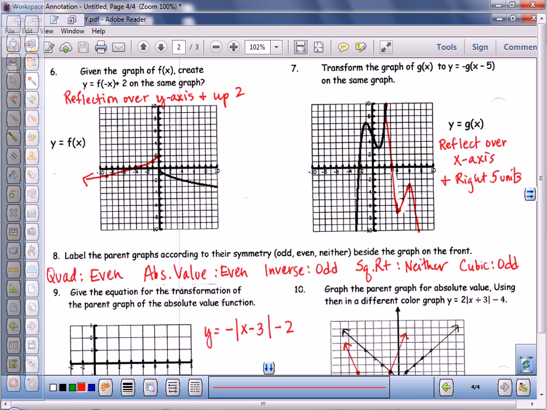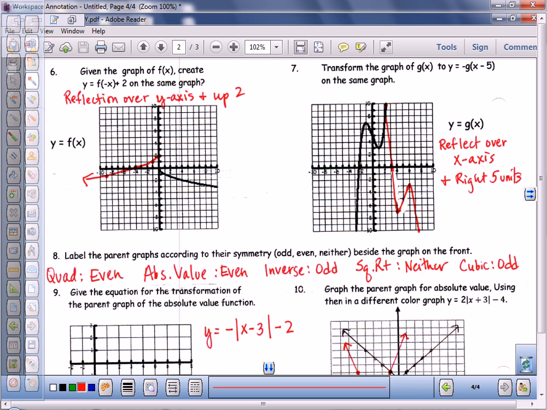Oh. Domain is the x. Oh, okay. What about the range? So, 2 to... -infinity to 2. Good. Domain is -infinity to 0. Range is -infinity to 2. Excellent. Okay. Number 7. Transform the graph of g of x.